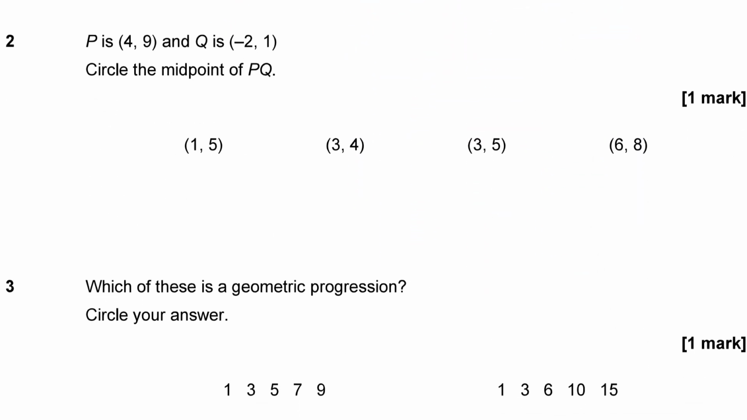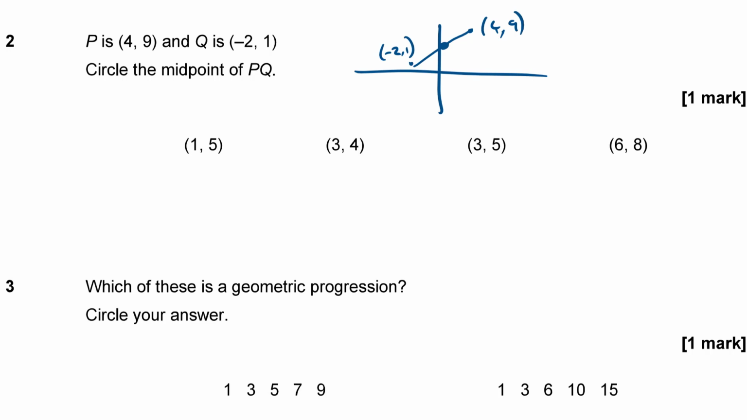Question 2. P is (4, 9) and Q is (-2, 1). Circle the midpoint of PQ. Okay, so if I was just to quickly sketch what this looked like, (4, 9) would be a point somewhere like that. And (-2, 1) would be something like there, wouldn't it? Okay, so the midpoint is going to be somewhere around there, I suppose.